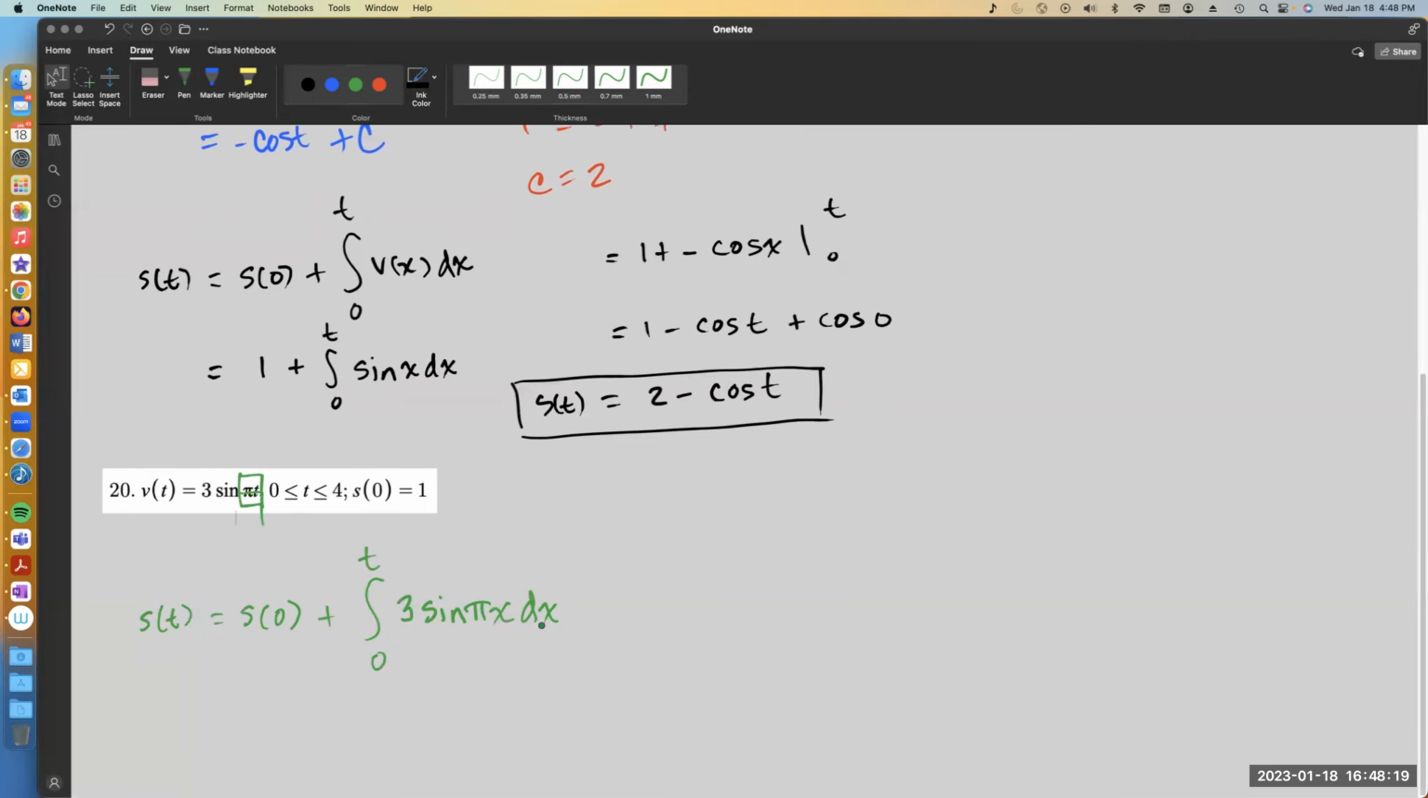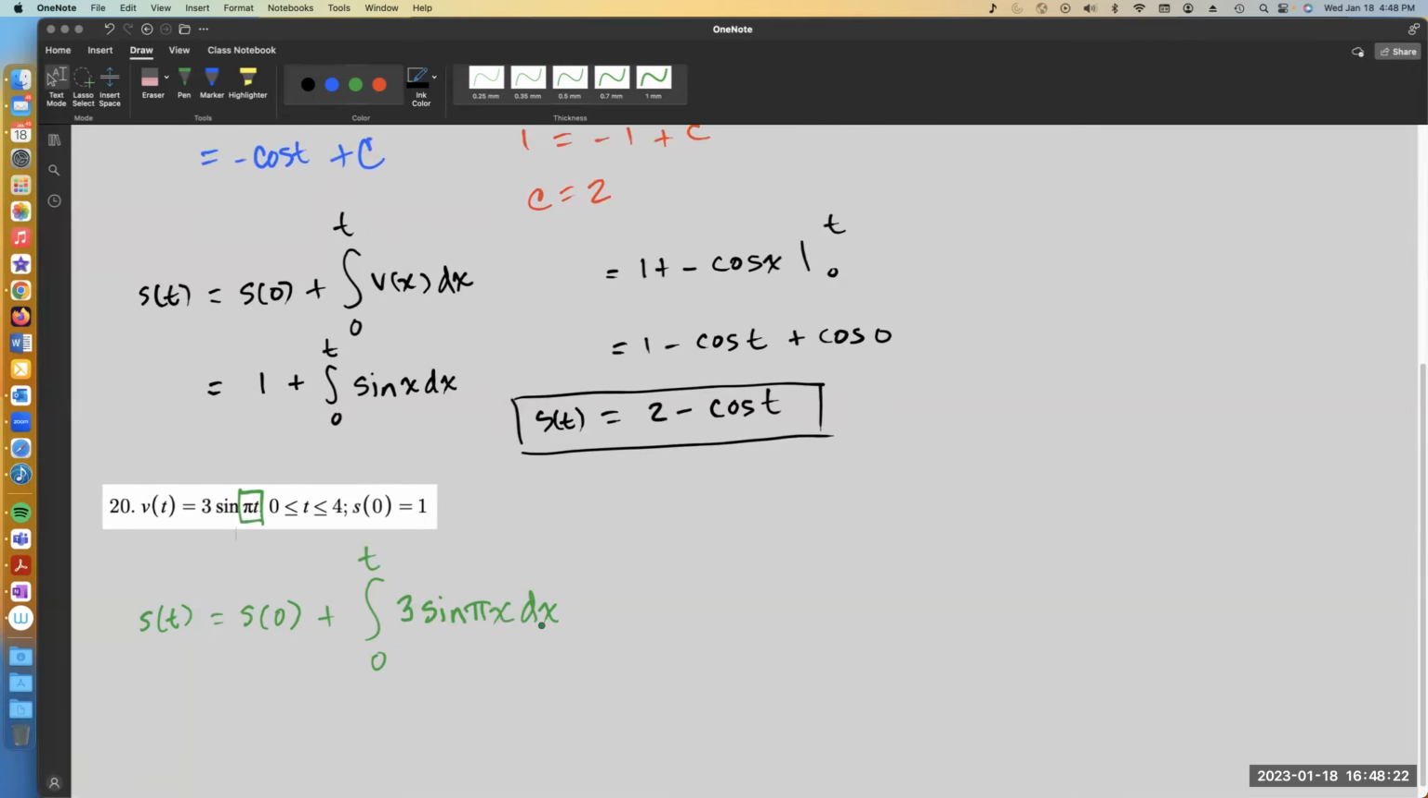All right, so now we know what S of 0 is. That's given to us. That's 1 plus, now here we go. So integral of the function, sine is the function, integral of sine is minus cosine. So we're going to have minus 3 cosine, same angle, angle doesn't change.